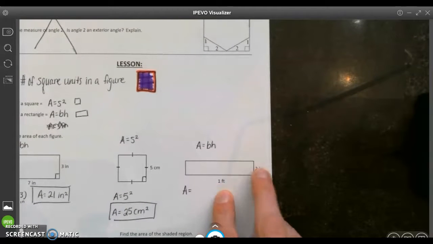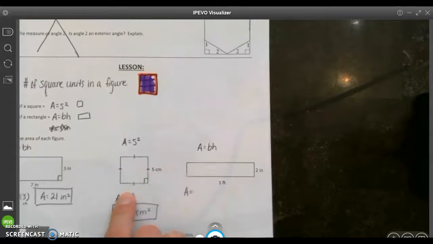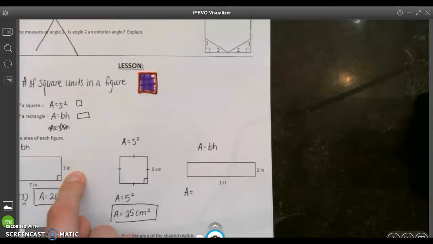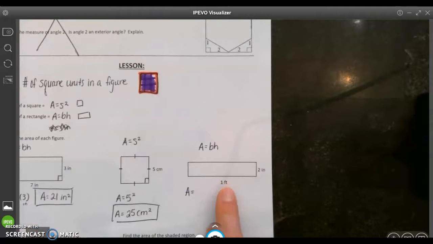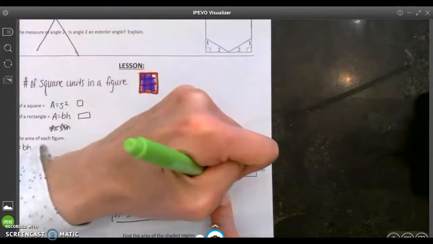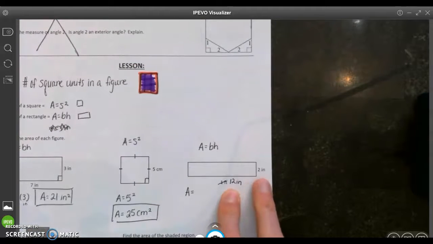I have 1 foot and 2 inches. Those units are the same. Here I had 5 and 5 centimeters, 7 inches and 3 inches. Our units have to be the same. So 1 foot, think of a ruler. A ruler is 1 foot. It's really 12 inches. So I'm going to change those to inches.